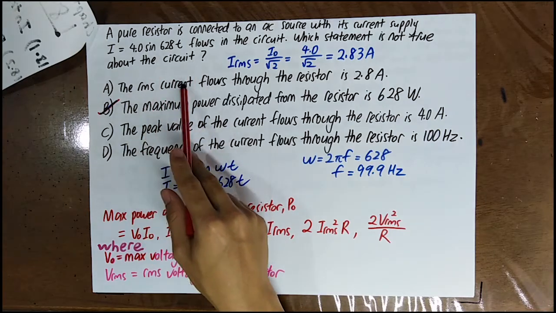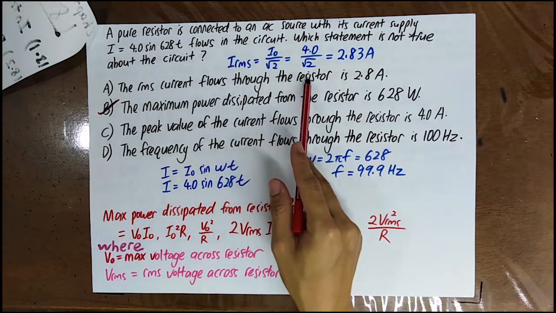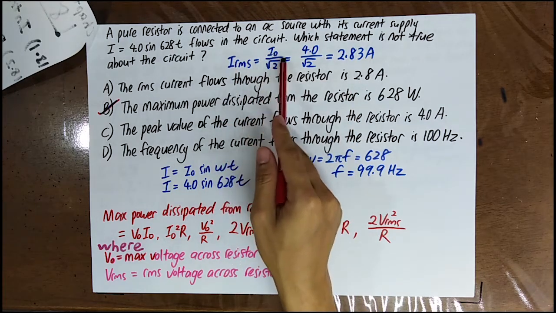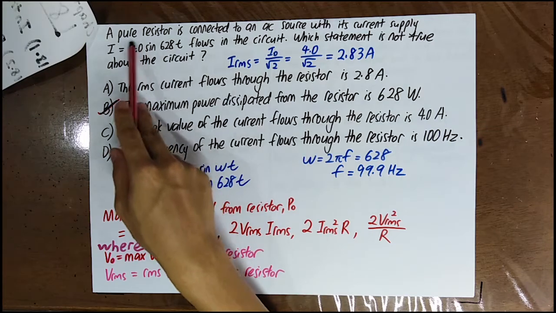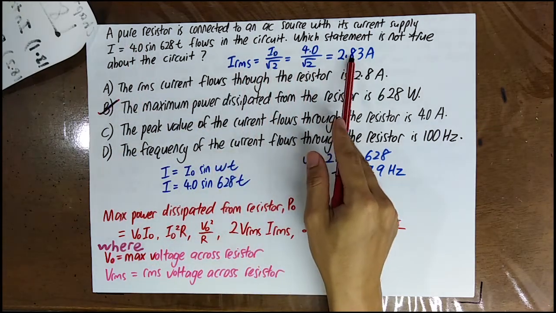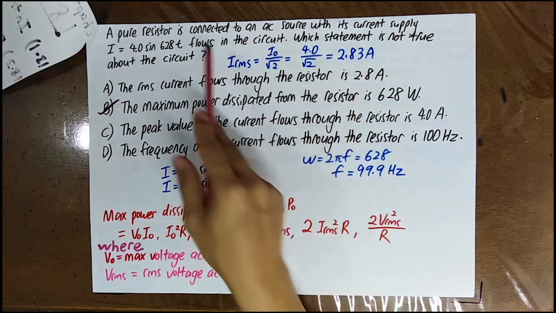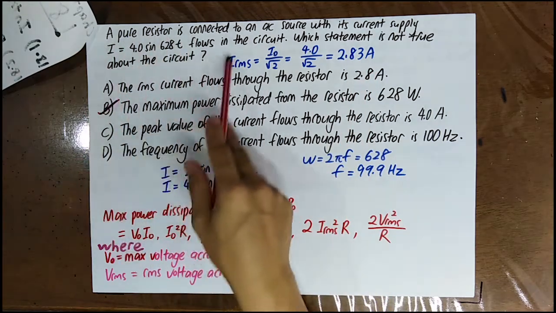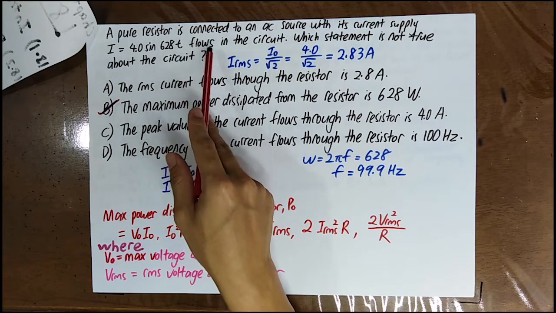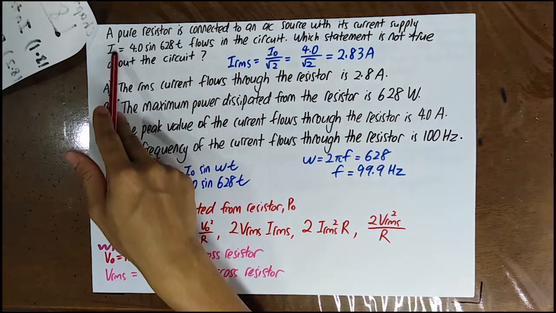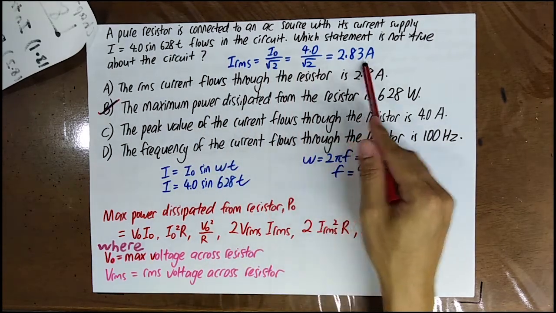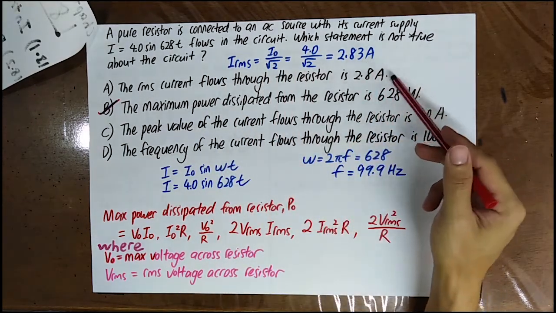The root mean square current flows to the resistor is I_RMS equal to I0 over square root 2. What is I0? 4. So you know that I_RMS equal to 2.83. Actually, in the question, they didn't give us the unit. That means they didn't state I is in ampere or whatever. But never mind, we just assume this to be correct first.